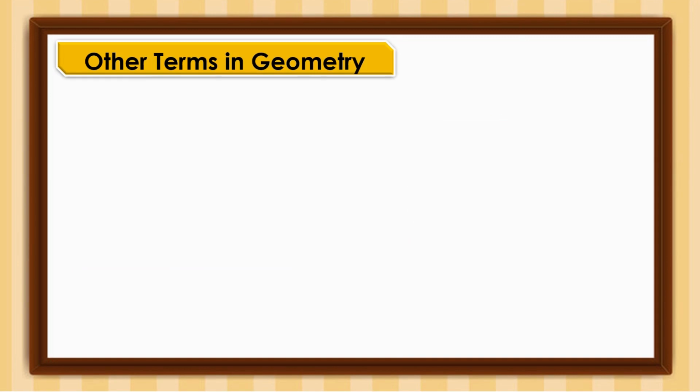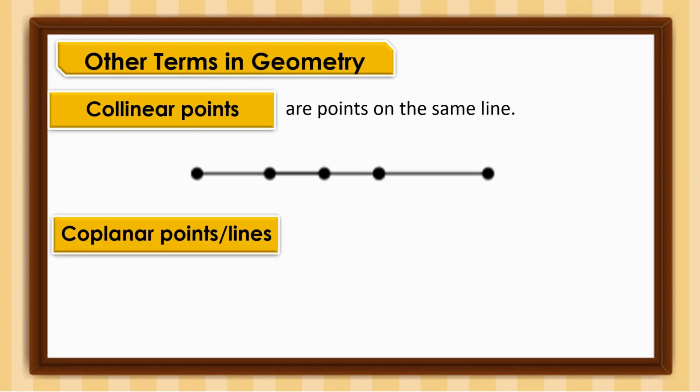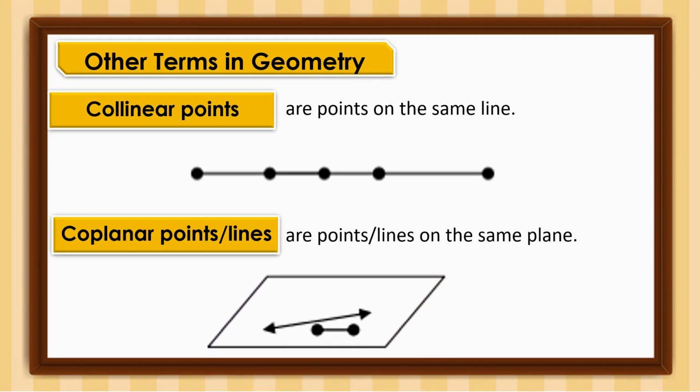And let us talk about other terms in geometry. We have here collinear points. When we say collinear points, these are points on the same line. And next, coplanar points or coplanar lines. Those are points or lines that lie on the same plane. So here's an illustration.